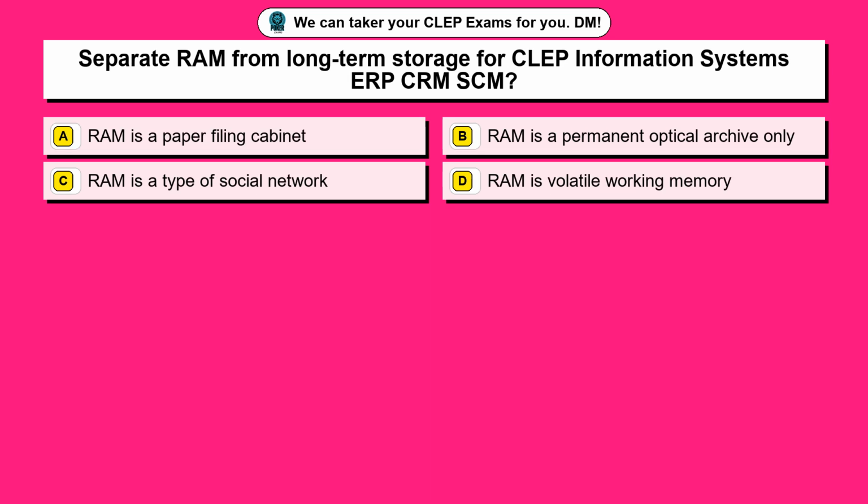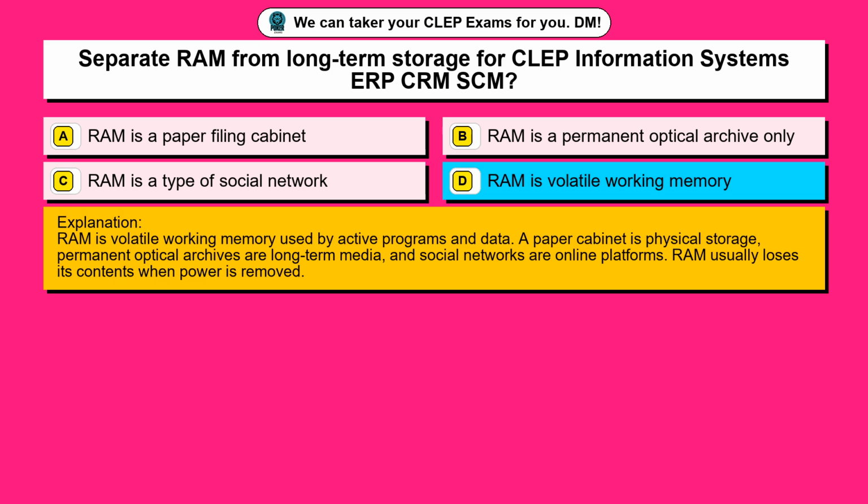Question 52. Separate RAM from long-term storage for CLEP Information Systems ERP CRM SCM. Option A. RAM is a paper filing cabinet. Option B. RAM is a permanent optical archive only. Option C. RAM is a type of social network. Option D. RAM is volatile working memory. The correct answer is option D. RAM is volatile working memory.